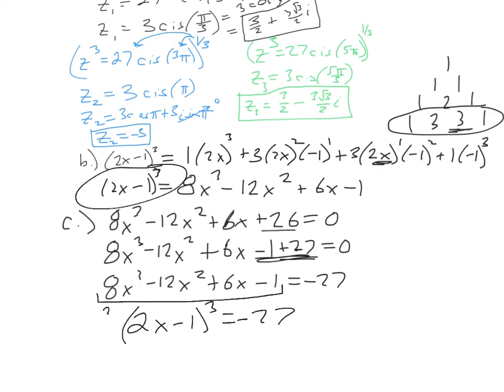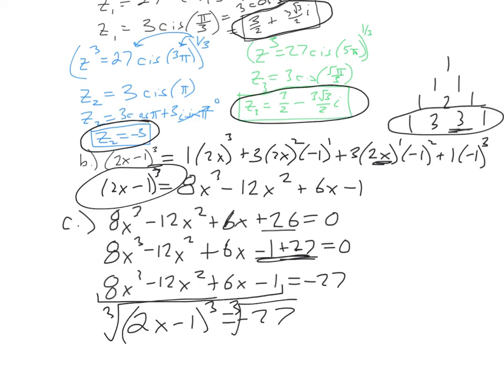If I cube rooted both sides, at that point I would need to know what all of the cube roots of -27 are. If only at some point in the past we had figured out what all three of the cube roots of negative 27 were. Hey, would you look at that? We did do that, right?